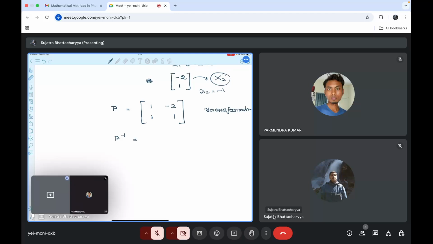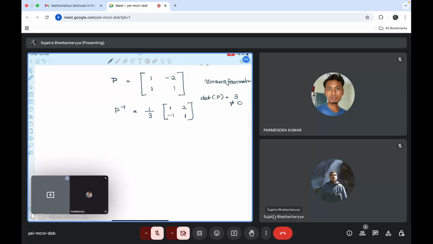So P inverse, okay, first let's see the determinant of P, that is equal to 1 plus 2, 3, which is not equal to 0. That means inverse exists. That's great. 1 by 3, and inverse of a 2 by 2 matrix is easy. And this is 2 and this is minus 1. This becomes the P inverse.